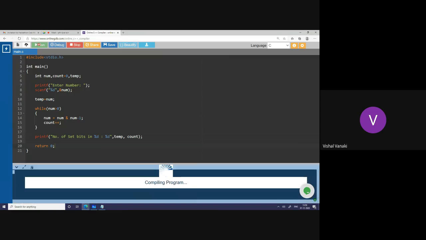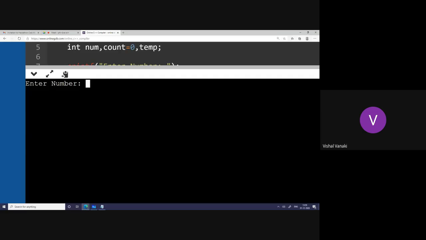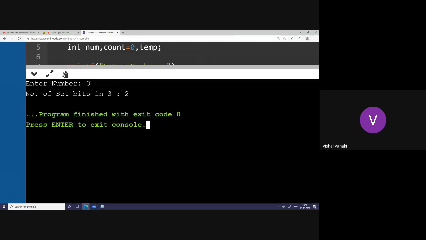So now let us execute this and check. I'll just zoom the screen. So enter the number. Let us enter the number as 3. The number of set bits in 3 is 2, right?